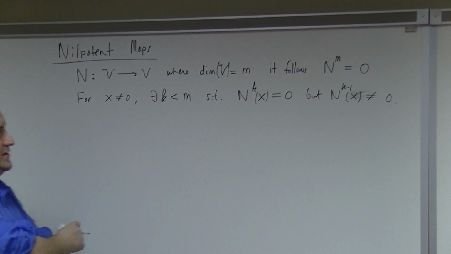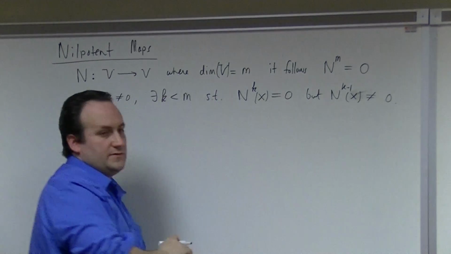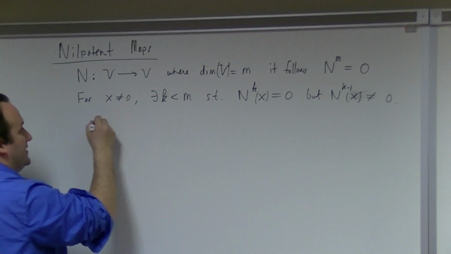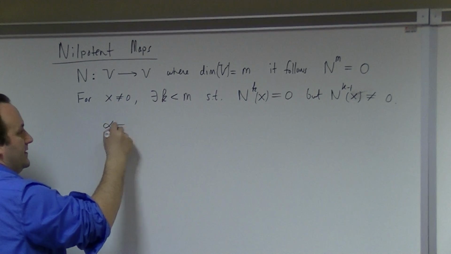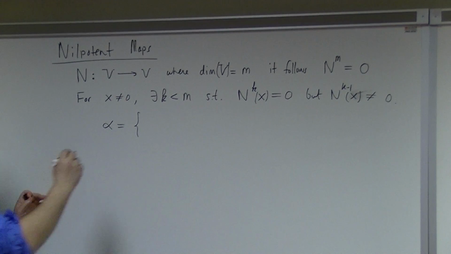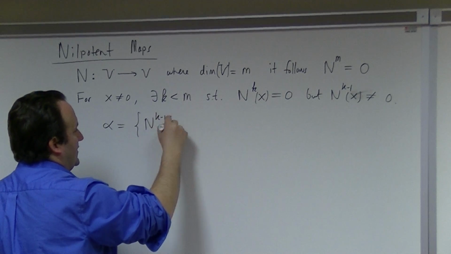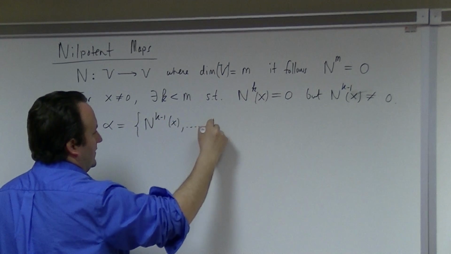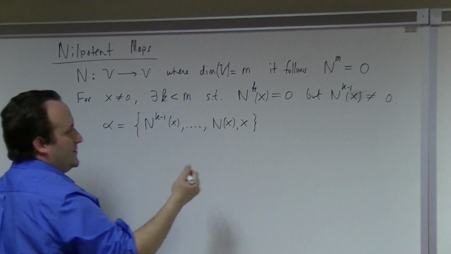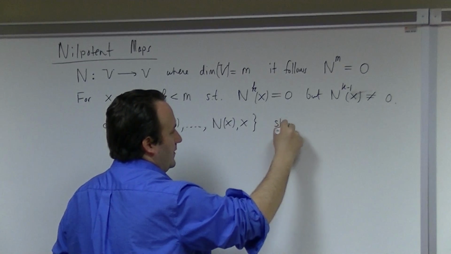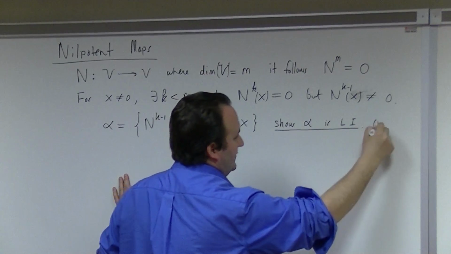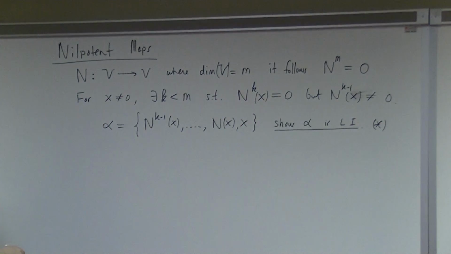And so if we have this vector which is not equal to 0 at the k minus 1 power, we argued that what you could do is consider, say, alpha equal to the set n sub k minus 1 acting on x, and so forth and so on, all the way down to nx and then x. And I claimed last time that you could show alpha is linearly independent, right? That was one of the claims that we have not shown yet. So I should probably prove that for you.